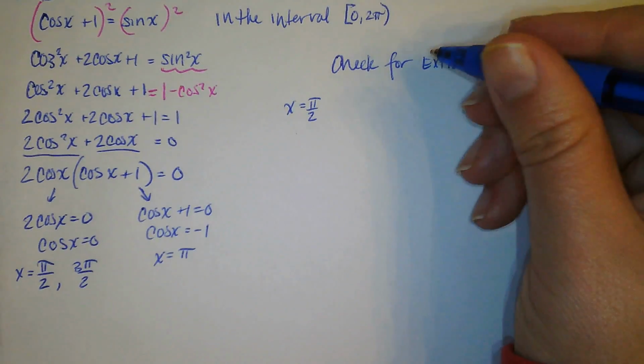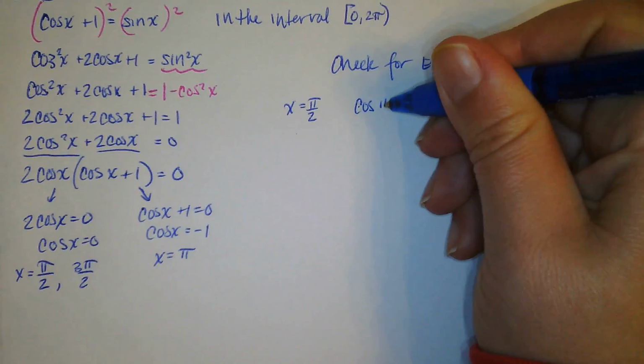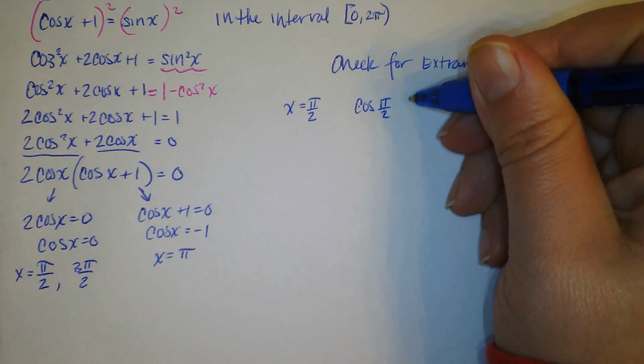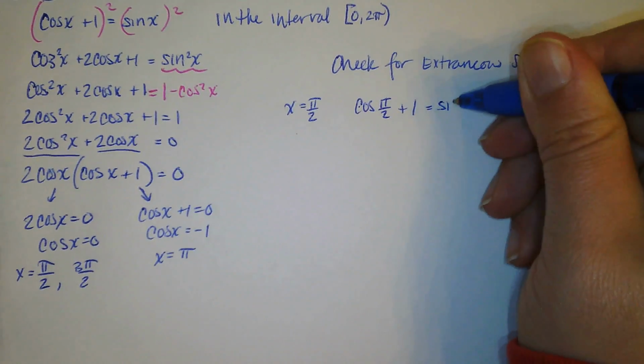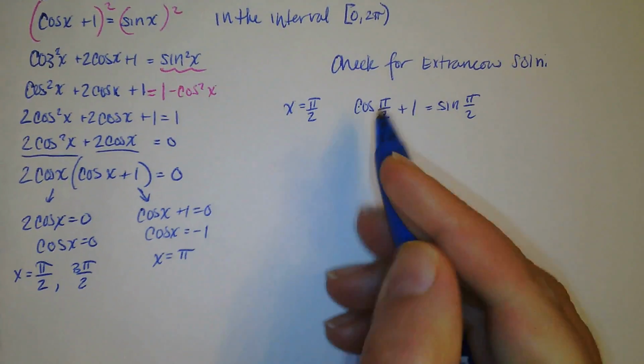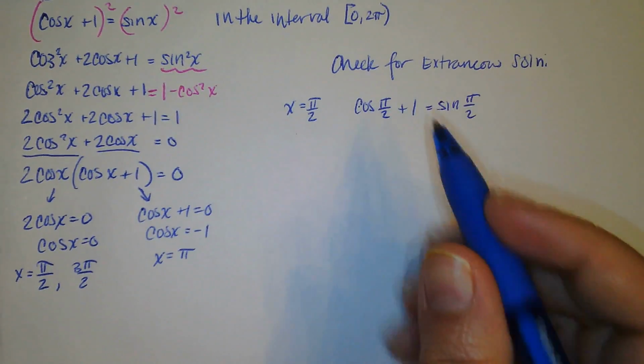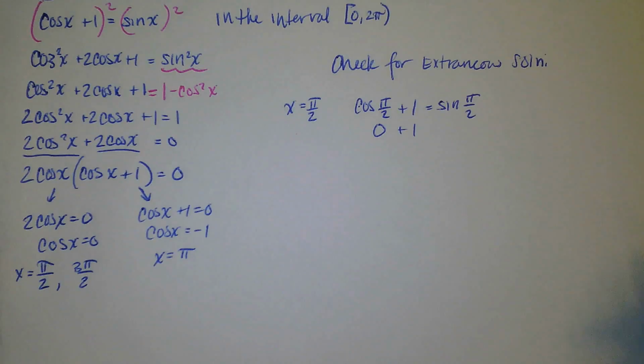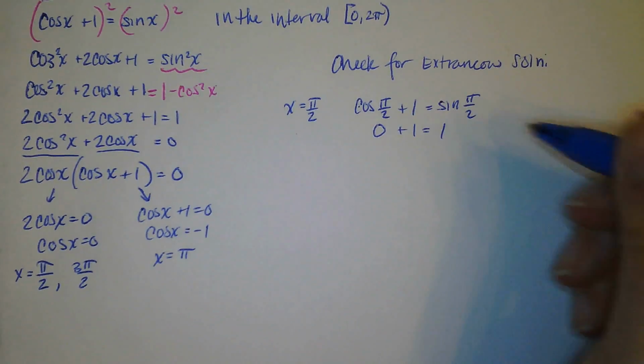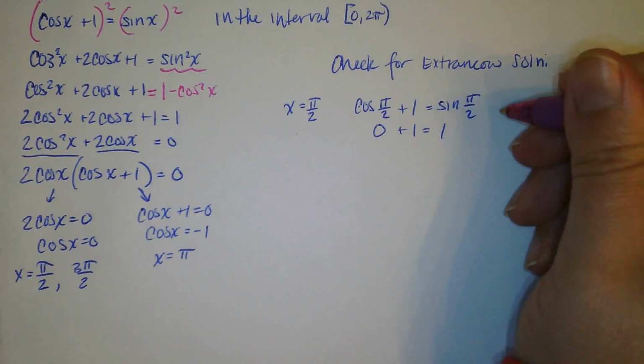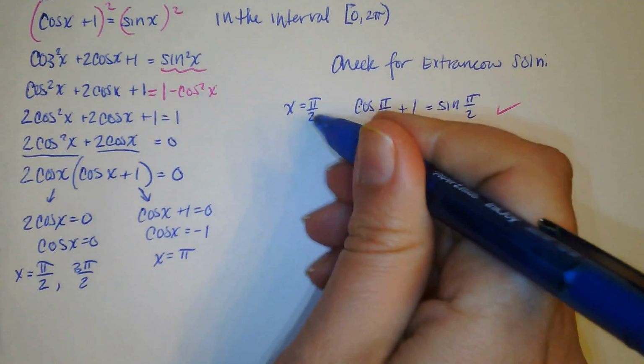And that will be cosine of pi over 2 plus 1 equals sine of pi over 2. Well, cosine of pi over 2 is 0 plus 1. The sine of pi over 2 is 1. So this one checks. This one is a solution.